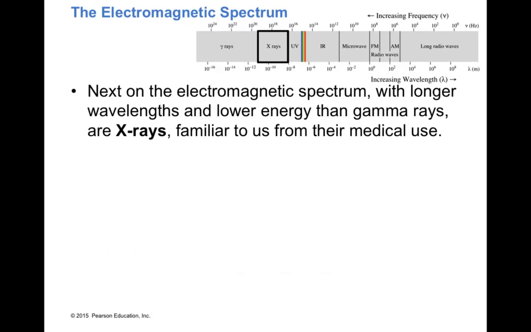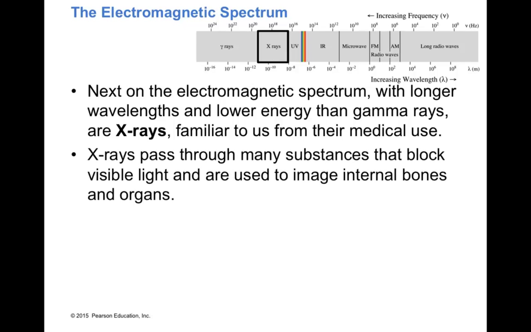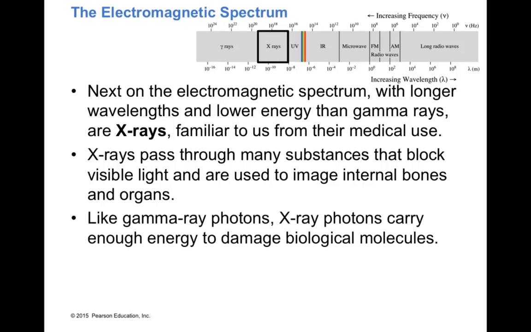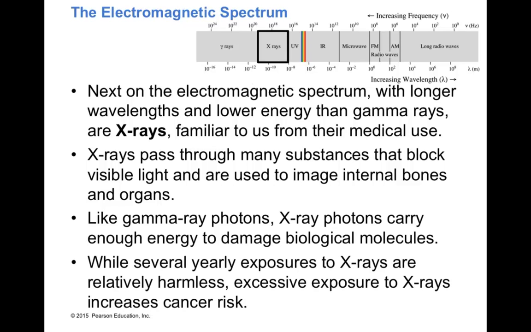The next on the electromagnetic spectrum is the X-ray. This has longer wavelength and lower energy than the gamma rays, and they're familiar to us from their medical use. X-rays pass through many substances that block visible light and are used to image internal bones and organs. Like gamma ray photons, X-ray photons carry enough energy to damage biological molecules. While several yearly exposures to X-rays are relatively harmless, excessive exposure to X-rays increases cancer risk.